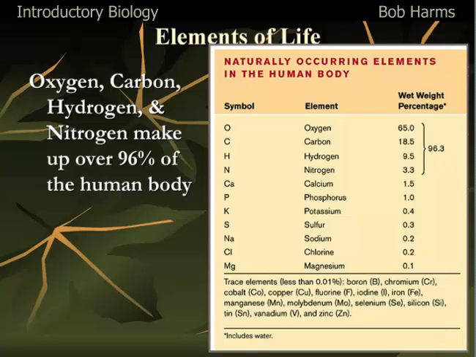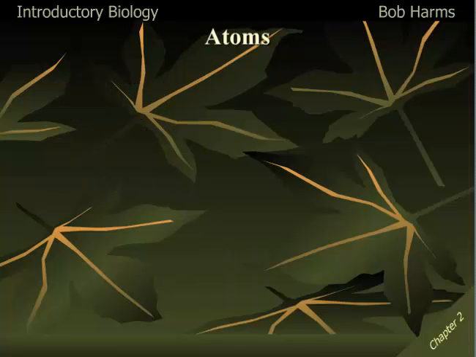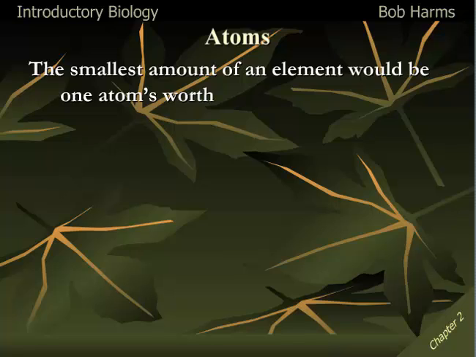And these are the types of things that you might find, for example, in a multivitamin, these trace elements that we need. Now, as we look at our chemical elements, an atom represents the smallest amount of an element that we could have. So we could have 1 atom's worth of carbon, or 1 atom's worth of oxygen would be the smallest we can have. And so for each of these basic elements, we can look at an atom of that element.